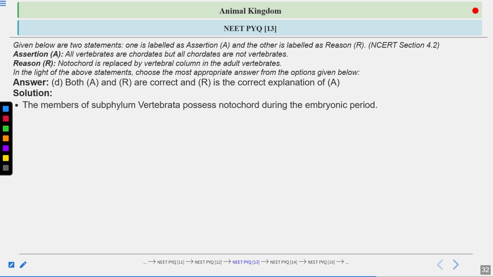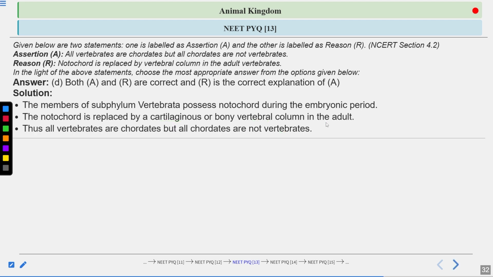Let us see the explanation part. The members of the subphylum Vertebrata possess notochord during their embryonic period. In the embryonic period, they possess this notochord. The notochord is replaced by the cartilaginous or the bony vertebral column in the adult. And thus all vertebrates are chordates, but all chordates are not vertebrates.